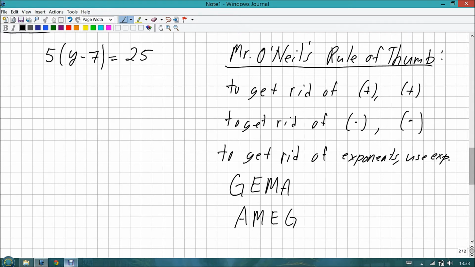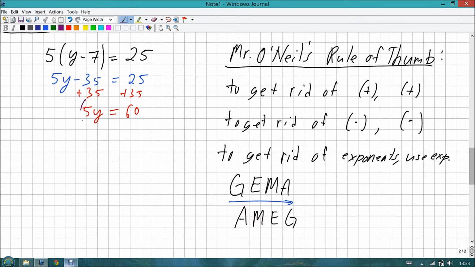Okay? So let's look at this one. First things first is we do the GEMDAS portion of it. We do our order of operations to make it as simple as we possibly can. So I do 5 times y and then 5 times negative 7. That would give me 5y minus 35 is equal to 25. Then I need to do the reverse order of operations and get rid of the addition first. So I would add 35 to both sides. And that would get me 60. And then I would have 5y is equal to 60.